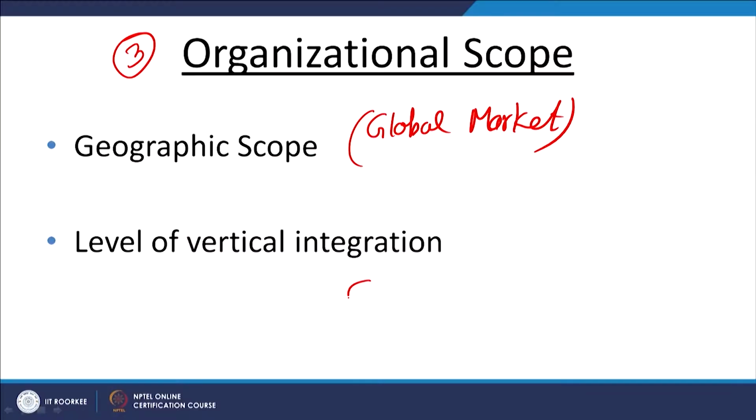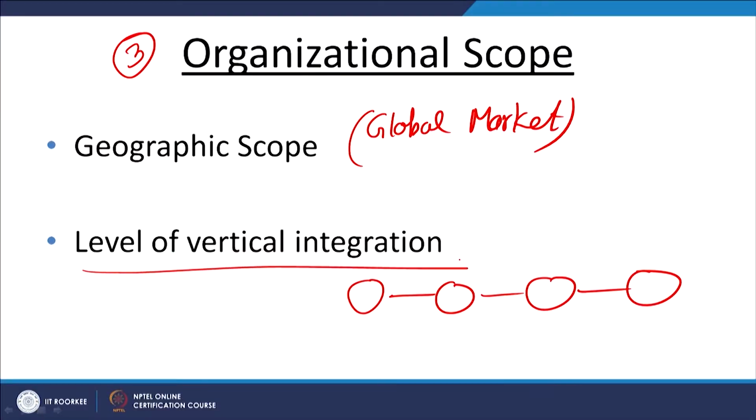And level of vertical integration means that in my supply chain, where are we, and whether we are going for forward integration or backward integration. So, we may want to go more into the distribution and retail side of our business, or we may want to start development of spare parts, raw material, sub assemblies. Either direction we can move, we can start forward integration, we can start backward integration. So, what is the level of vertical integration from my position?